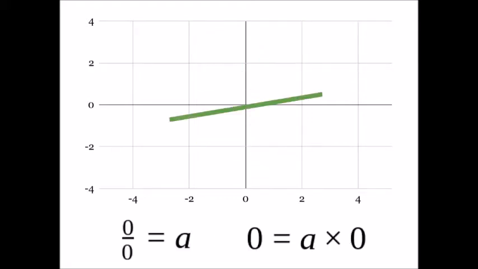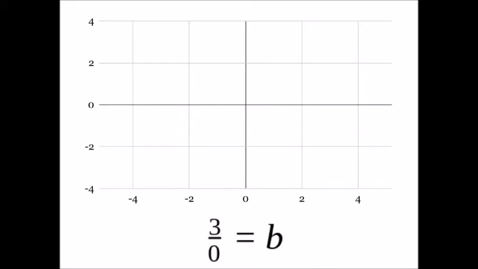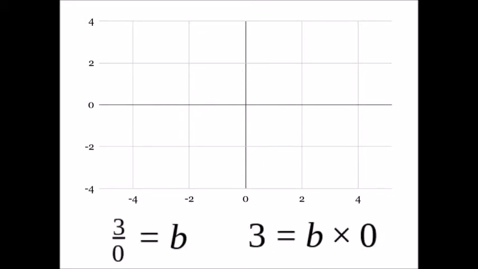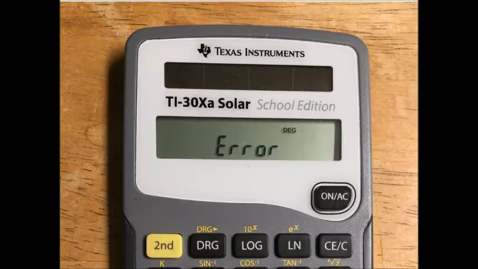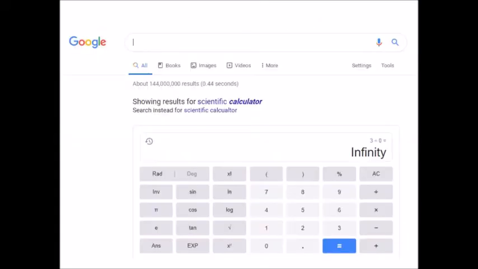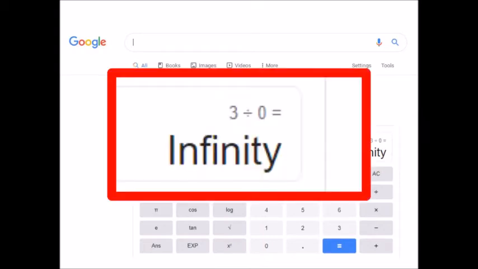See this? A could be anything. What about this problem? What could B be? Nothing. No possible solution. Another sort of error. And my calculator agrees, 3 divided by 0 is error. But Google doesn't, which is scandalous.